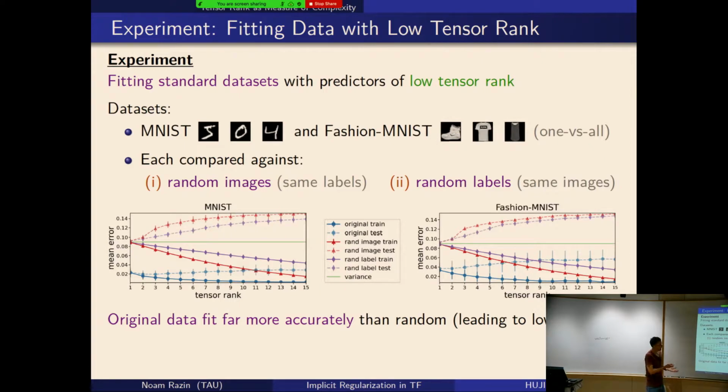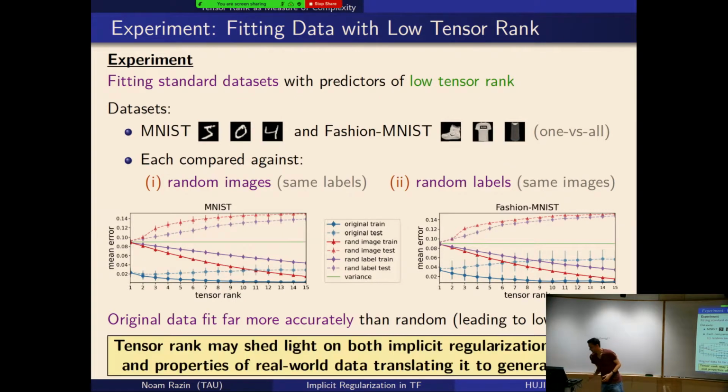And you can see that tensor rank captures not only the implicit regularization of some non-linear neural network, but it also seems to capture at least some aspects of natural data, at least for MNIST and fashion MNIST. And seeing this, we believe that perhaps tensor rank may shed light on both the implicit regularization of neural networks and the properties of real world data that translate to generalization. So are there any questions about the experiments and the conclusions?